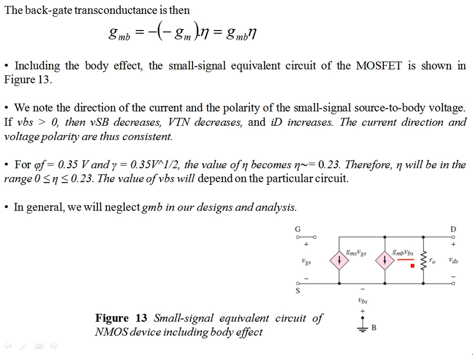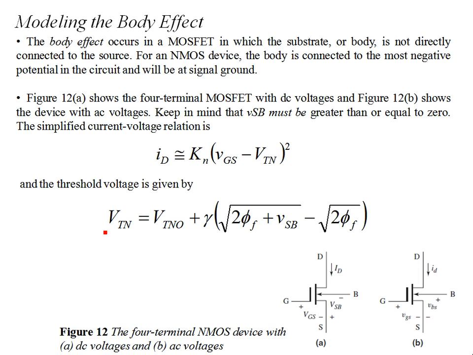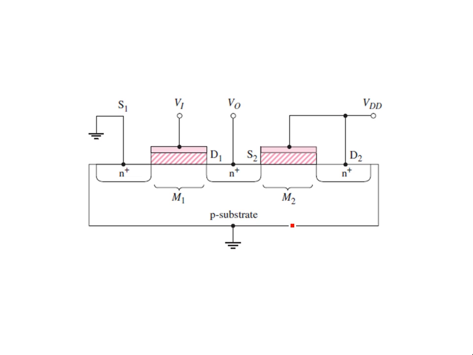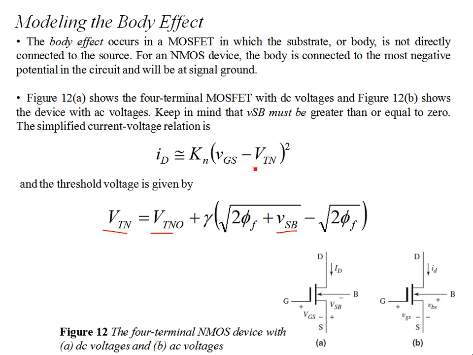In the previous lectures we modeled this body effect by gmb vbs. If vbs or vsb is 0, the threshold voltage is VTN0, but owing to a non-zero source to bulk voltage, the threshold voltage depends on the potential difference between the source terminal and the body. If there is an AC component, then you have to take the partial derivative of ID with respect to vsb, because the threshold voltage is also varying with non-zero vsb.